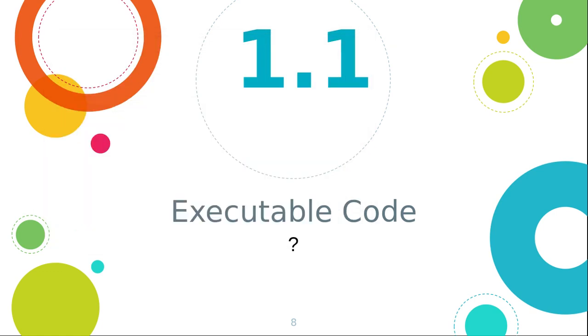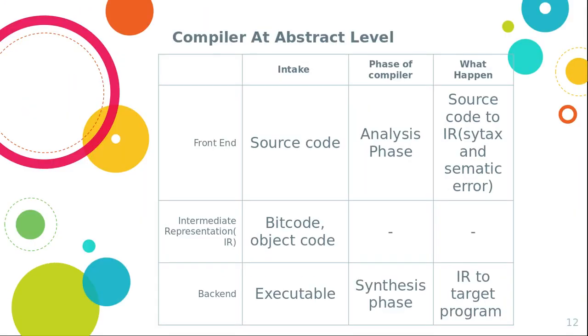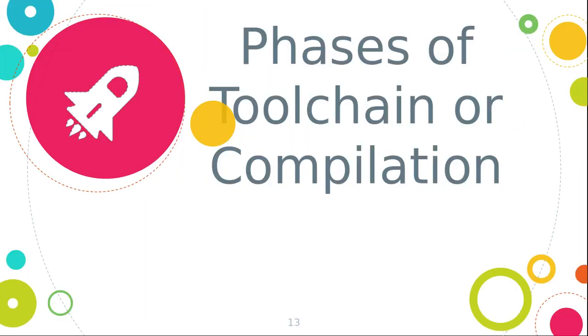The executable is nothing but the output of the linker. After the linker, the executable is generated. When the object code is generated, after that the executable code is generated. I will cover it after the compilation course. There is the object code and different things of the compilation. So before going to the executable, let's understand the phases of the compilation toolchain.